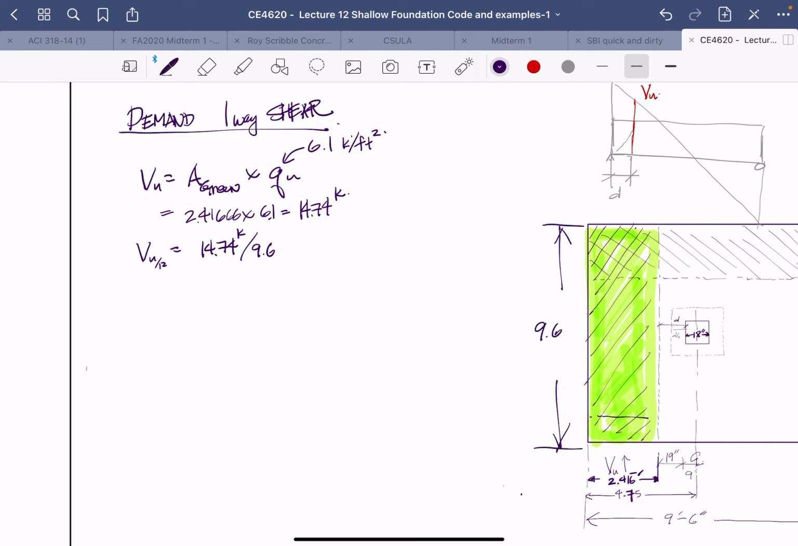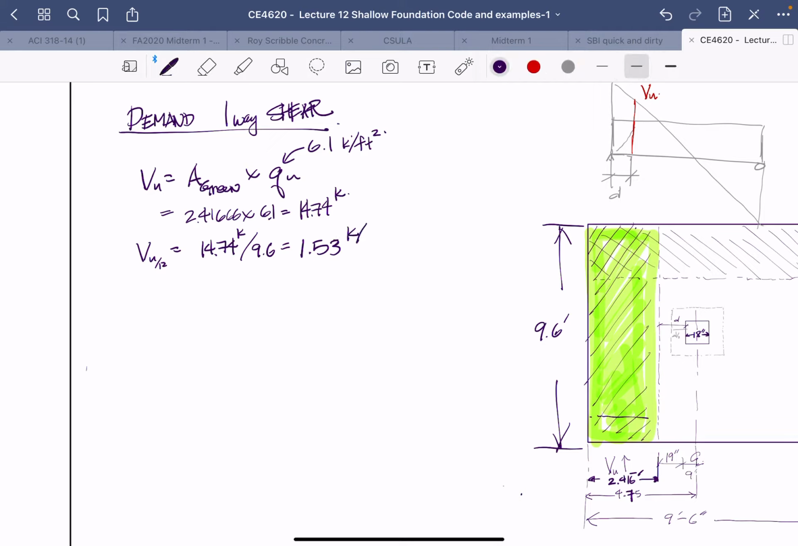1.53. Is that right? Yeah. I'm getting 1.55, 1.53. Anyways, it's kip per foot. Well, that's kip. It's essentially the same value, and you'll see why.